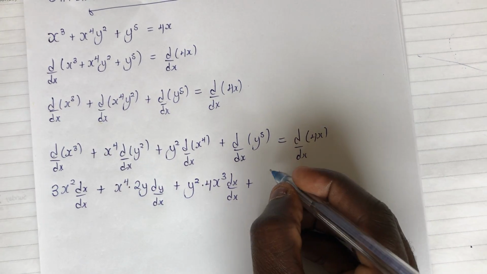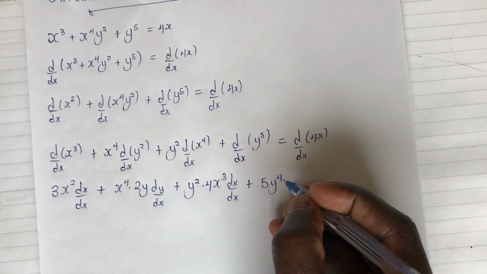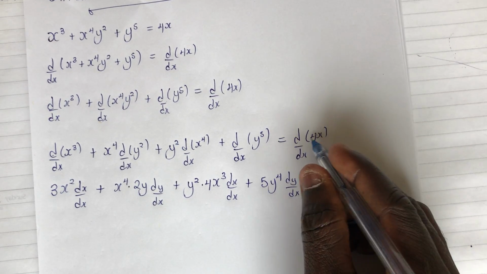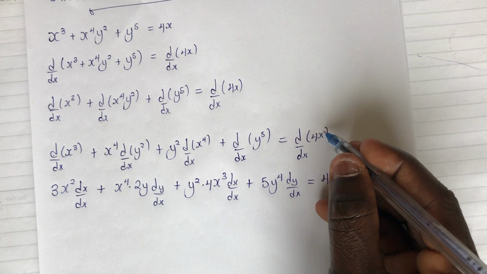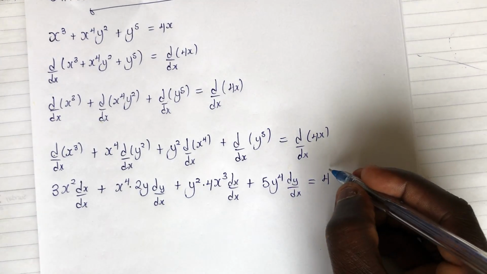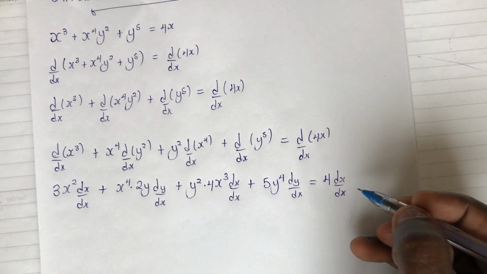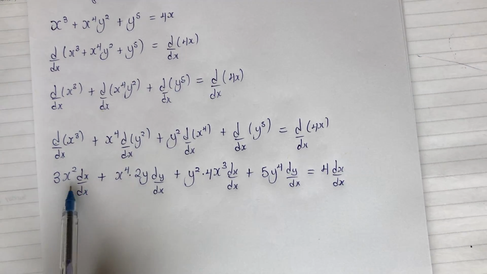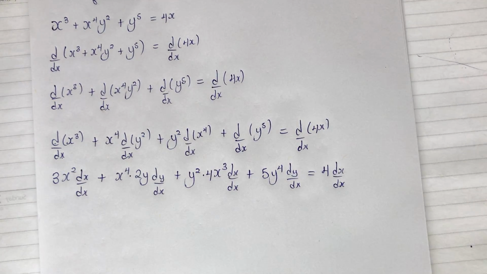Then plus, I'm differentiating y to the power 5. So 5y to the power 4 dy dx, giving me the differential of what? 4x will give me what? 4. So 1 times 4, 1 minus 1, x to the power 0. Anything to the power 0 is 1. And then I differentiated x with respect to x, so dx. We note that every term having dx will cancel, giving us 1. Once you understand this, you don't need to indicate this dx, you just forget about it.